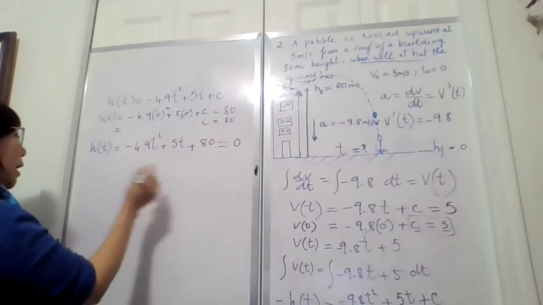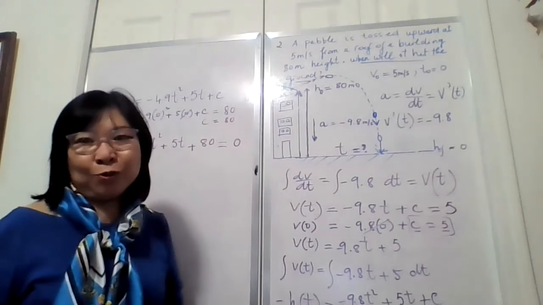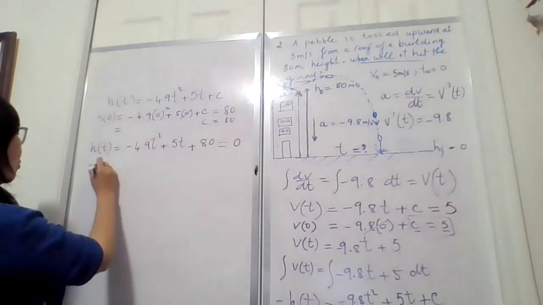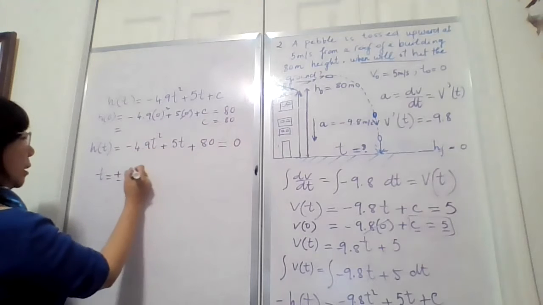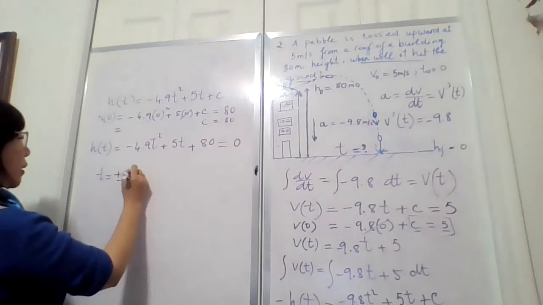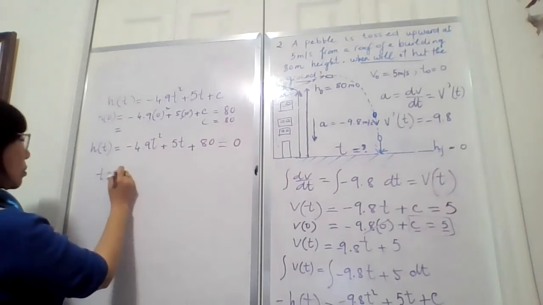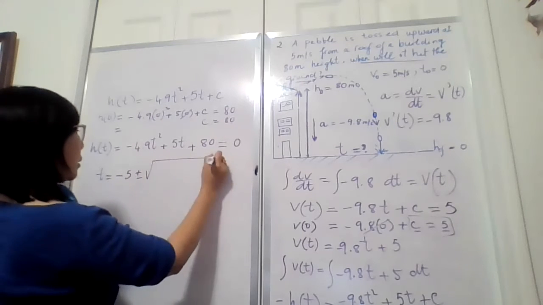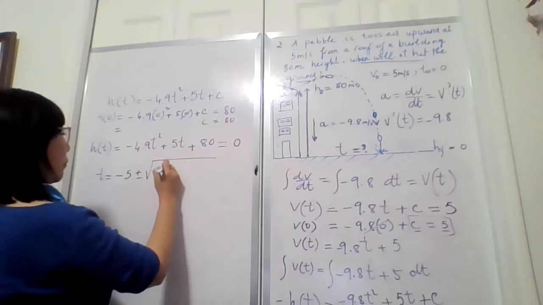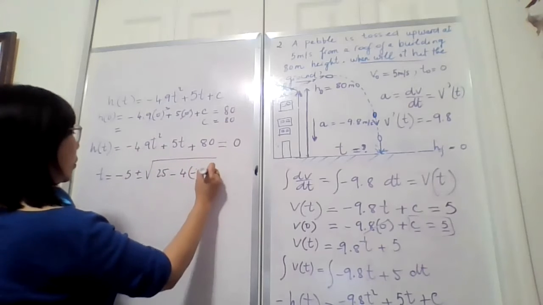So let's solve it. If I remember how to solve the quadratic equation, I guess my 12th grade students should remember this, right? So we have t equals minus b, which is minus 5. Minus 5, so t equals minus 5, plus or minus the square root of b squared. b squared is 5 squared, so 25. Minus 4 times a times c, where a is minus 4.9.